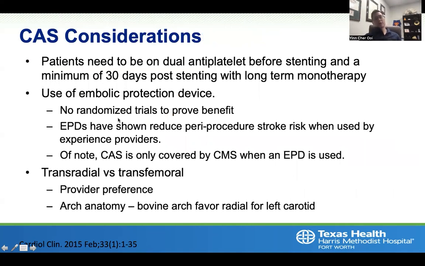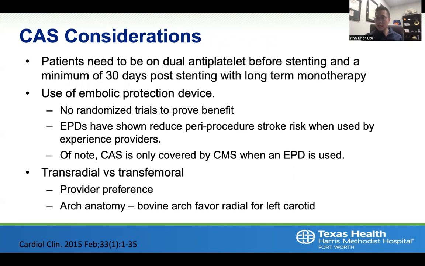Some important considerations for carotid angioplasty stenting: due to the placement of a stent in the carotid, patients need to be on dual antiplatelet therapy at least 7 to 10 days prior to the procedure and at least 30 days post-stenting, with some sort of long-term monotherapy.